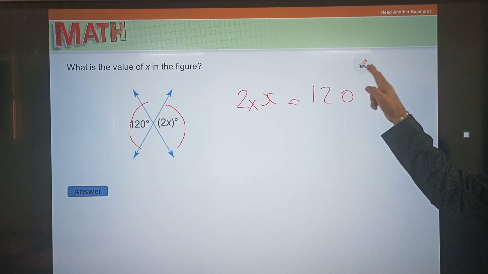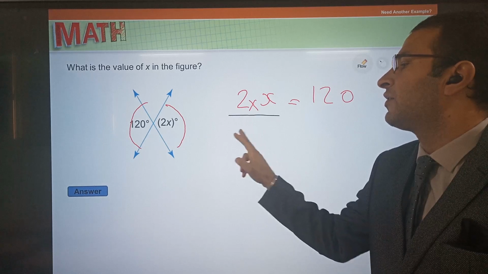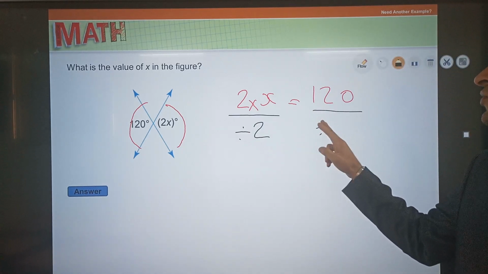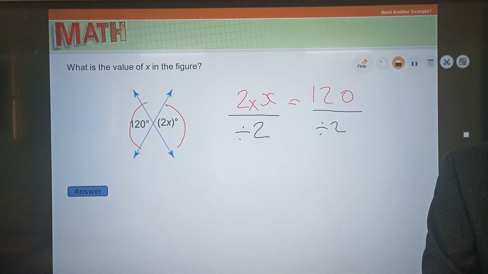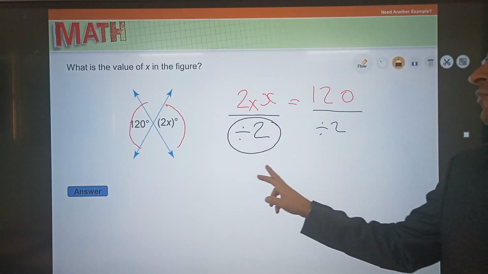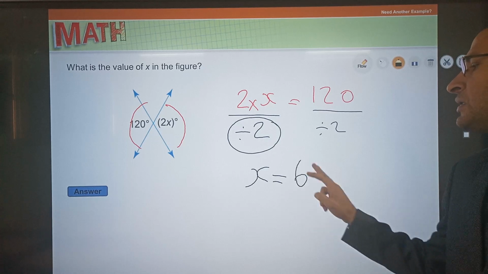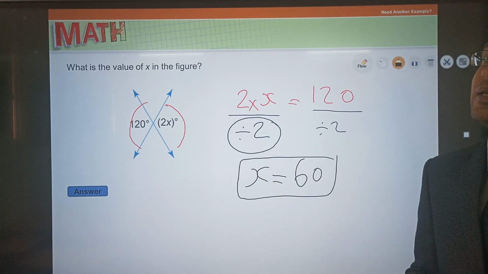What will we do in this case? I need to divide. Divide the left side by 2 and divide the right side by 2. So again, 2x, we don't cancel this one by negative 2. 2x will be cancelled by division. So what will the value of x be? The value of x equals 60. Why? Because 120 divided by 2 is equal to 60.